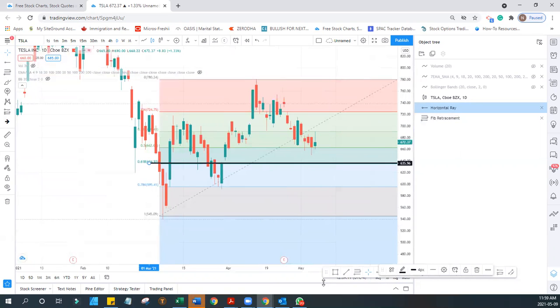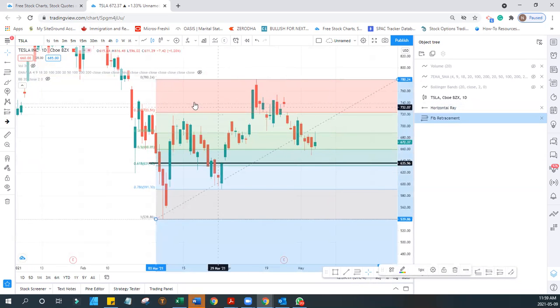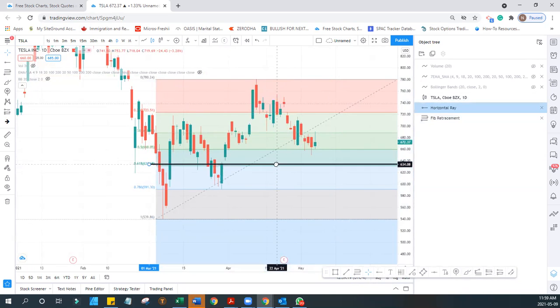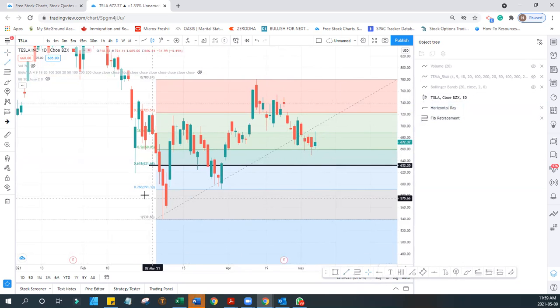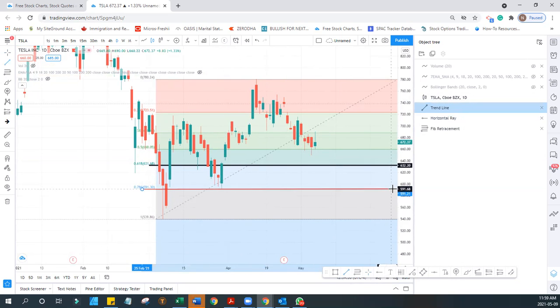Does it make sense here? Let me make it more perfect here. Here is the higher. So why not 630? 630 will be your first support. Second support will be 591. And the third will be again 540.